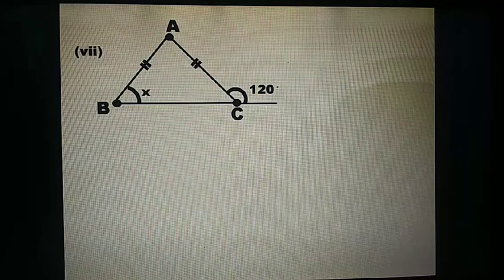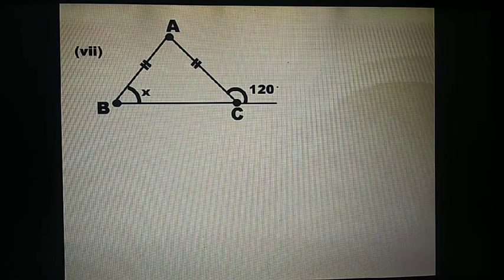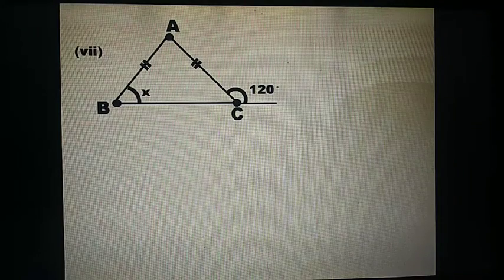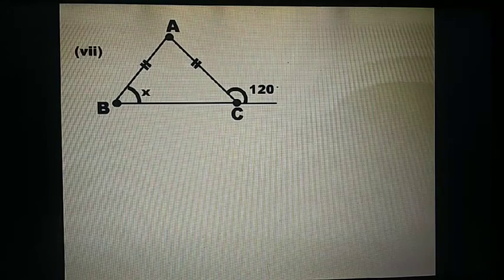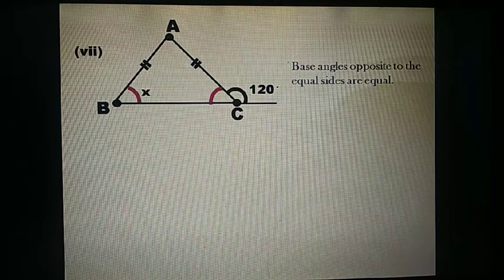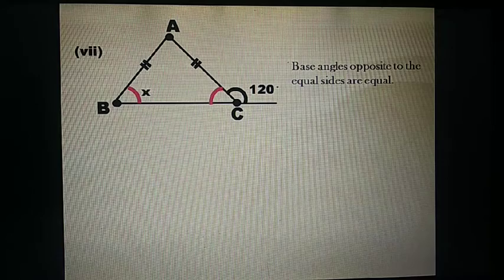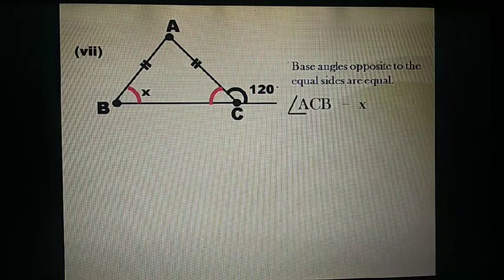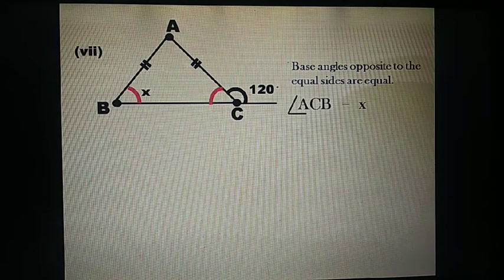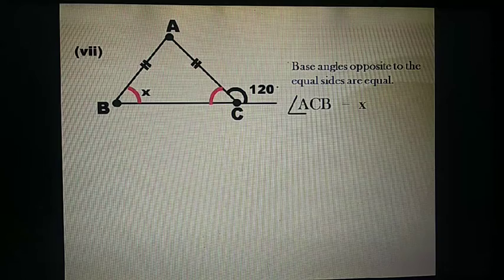So you have to use three letters to name the interior angle. So here the interior angle is ACB. Both the base angles will be equal to each other. So we will mark angle ACB, or you can name it as BCA, as x.